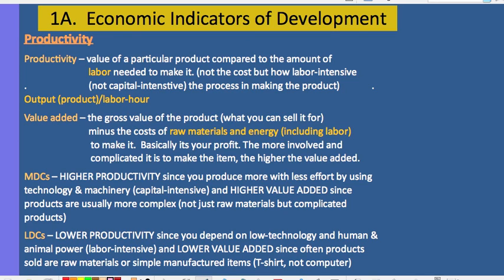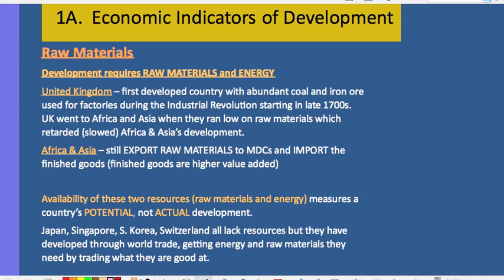Let's move on. All right, raw materials. Now, raw materials are needed for development to happen. Development needs raw materials and energy. But you don't have to actually have it in your country. You can purchase raw materials and purchase energy, but you do need them to develop. And having raw materials and energy definitely is a good indicator that the potential is there. So availability of these two resources is a measure of a country's potential, but not actual.